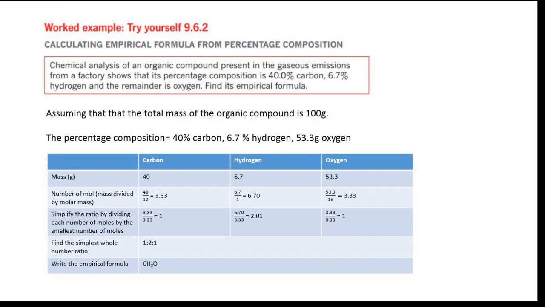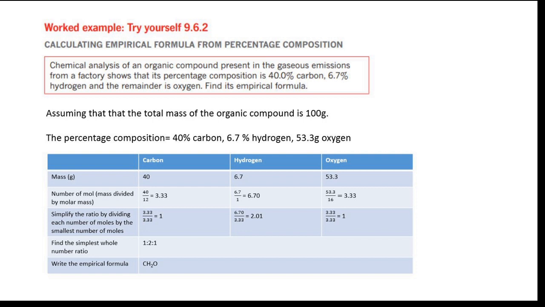So there is an example that is being given here as well. Let's just say that this example has a percentage composition of 40% carbon, 6.7% hydrogen and the remainder is oxygen. We know that the total mass is 100 grams. So we assume that the total mass of the organic compound is 100 grams. Once you have done that, you can find out the mass of carbon will be 40 grams, mass of hydrogen will be 6.7 grams, and the mass of oxygen is 53.3 grams.